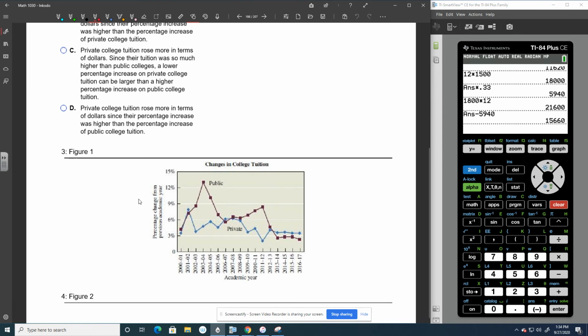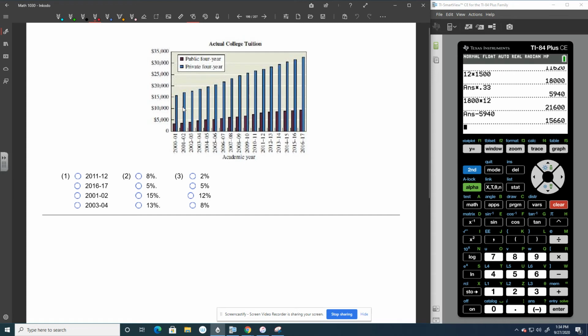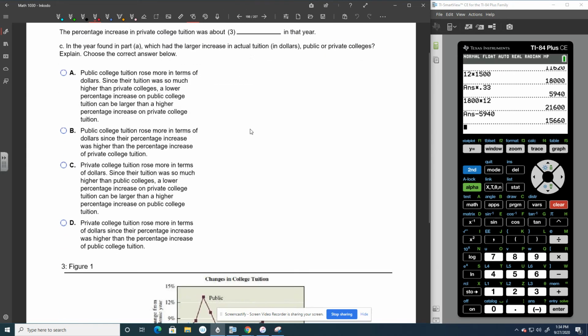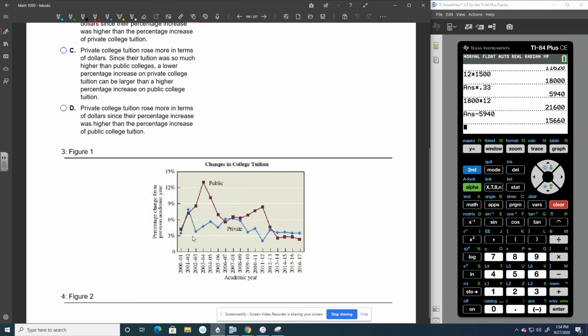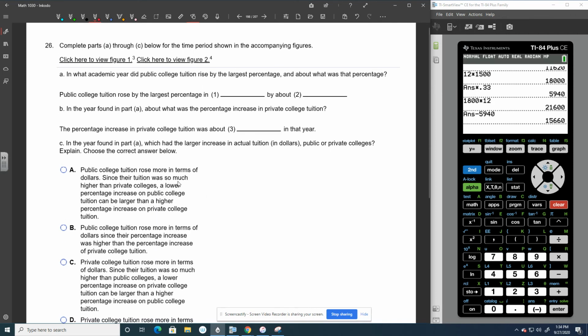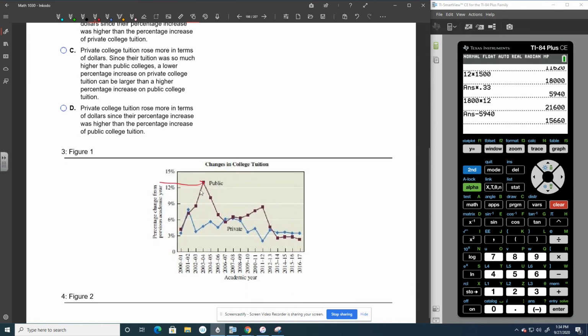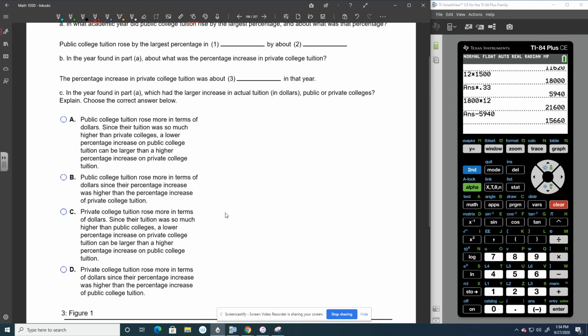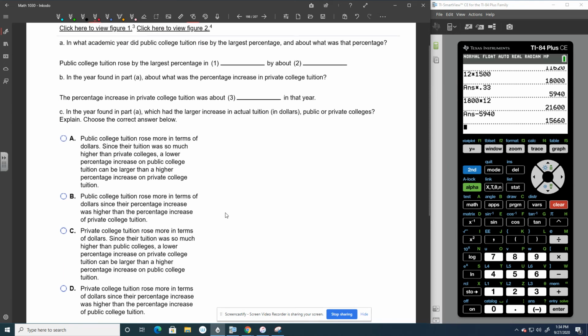So we have two figures. This one is showing the percent change, and this one is showing the actual change. We actually used this example in our notes. So which one went up the most percent? Well, that's really easy to see. The biggest percent change is right here, and it looks like that's at about 13%, okay? And does it ask for, nope, it asks for the year. So if I drop down, that's 2003, 2004. So 03 to 04, and it looks like it changed about 13%.